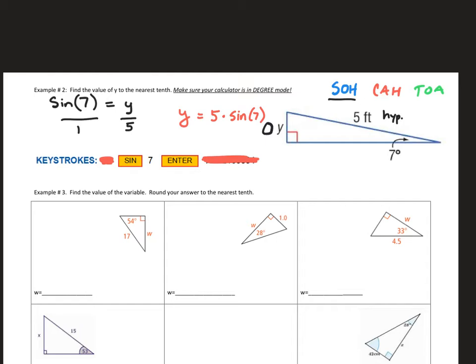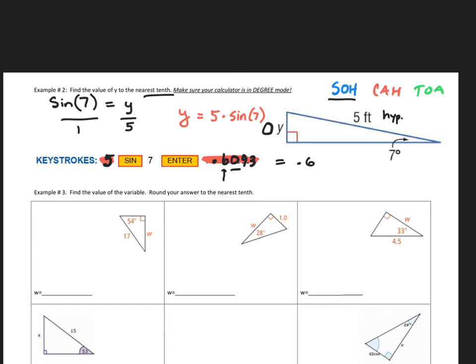How do I evaluate y? So this is going to be 5 times the sine of 7. All you have to do is press 5, the sine button, 7, and you press enter, and you should get 0.6093. But I said I want you to round this to the nearest tenth. So remember, this is the tenth spot right here. I have to look at that 0. It doesn't round up. So my answer is simply 0.6. And I'm finished.